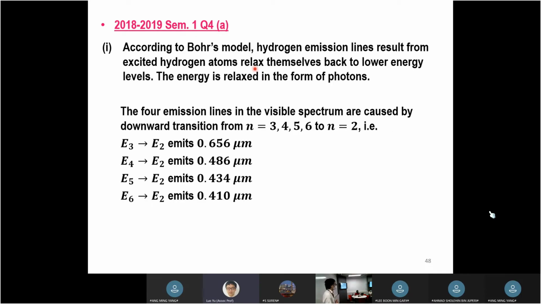For this one, you have to remember something. The hydrogen atom's emission in the visible spectrum does not result from the transition of the electron from the excited state back into the ground state.